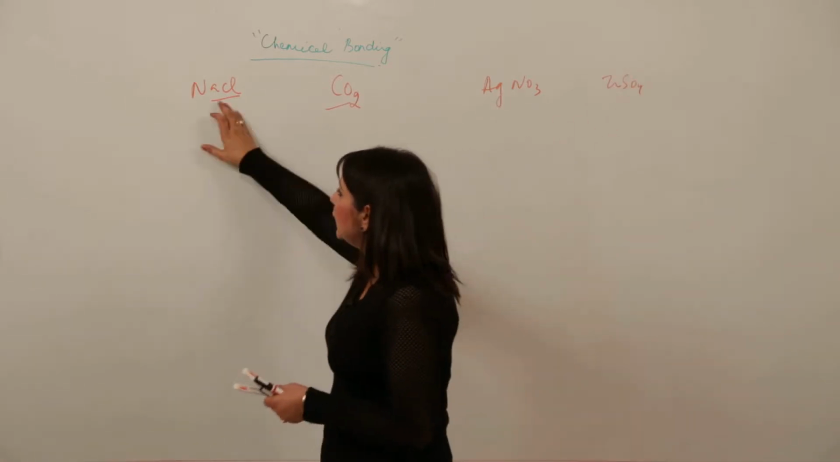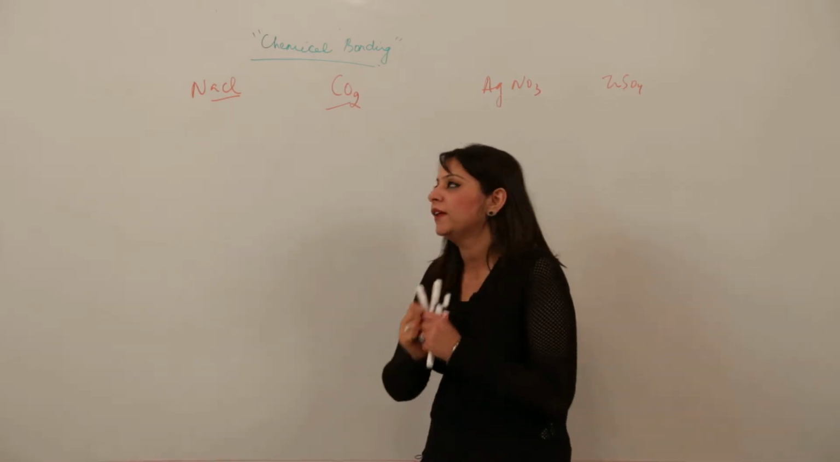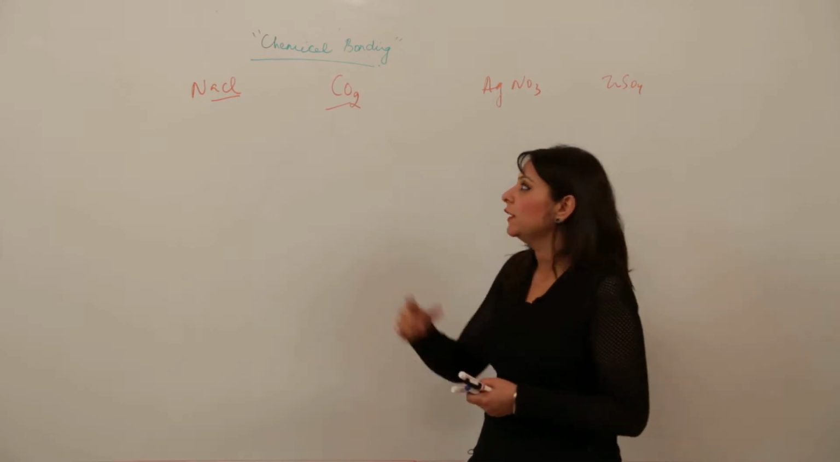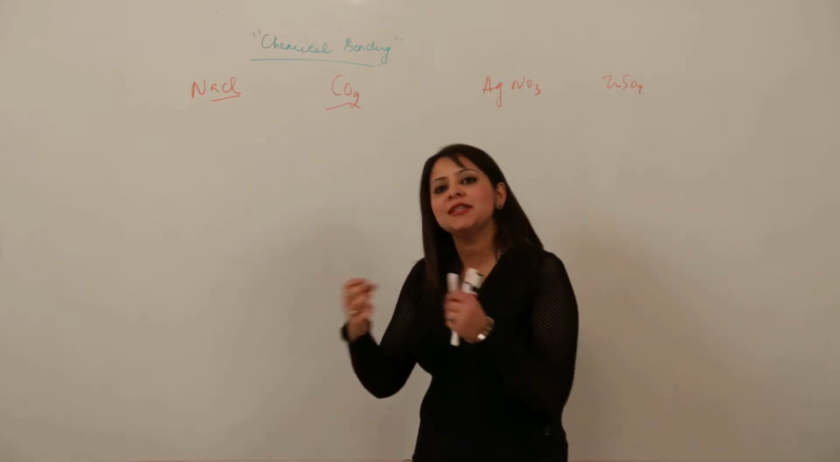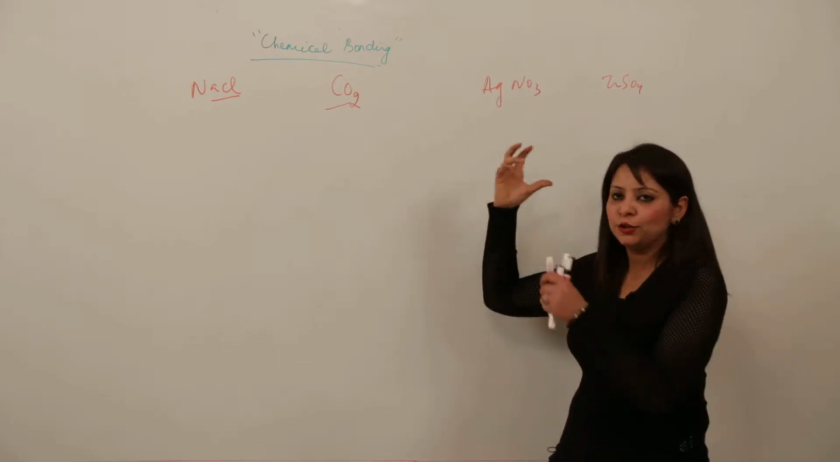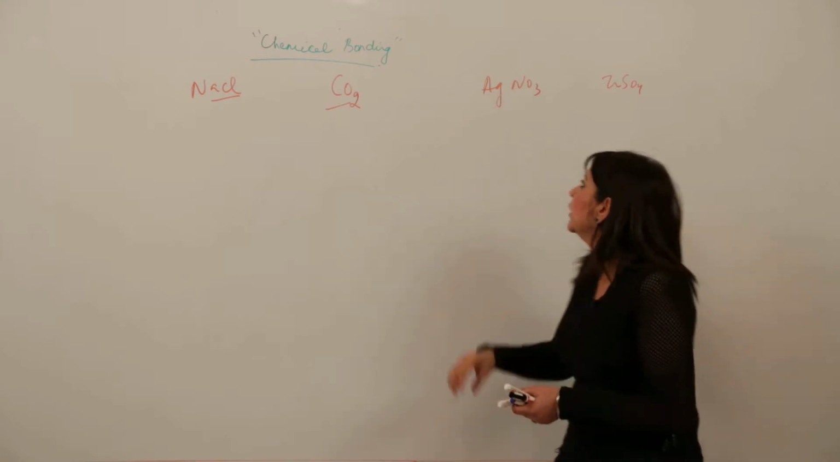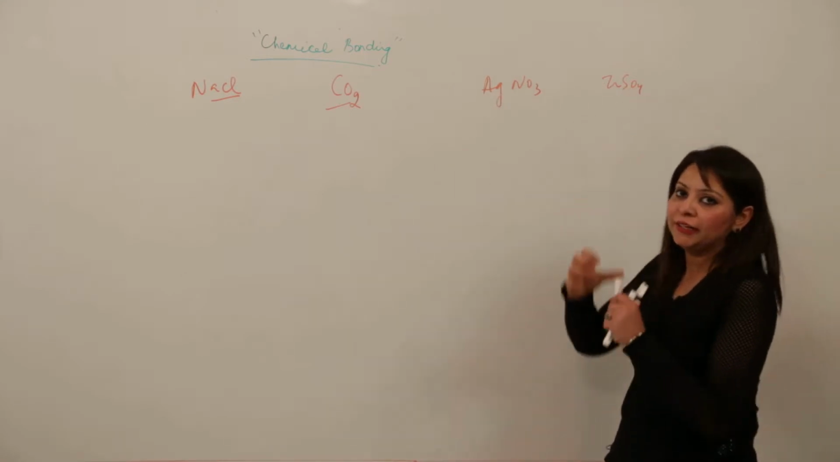Now you have seen in this, there is a Na atom and a chlorine atom, different atoms, they are linked together. Similarly in carbon dioxide, there is one C atom and two oxygen atoms just linked to each other. Similarly in this, silver is linked to the nitrogen and oxygen are linked to each other, and further they are linked to the silver atom. Similarly, zinc and sulfur and oxygen are linked.